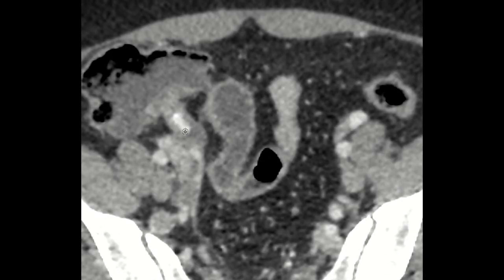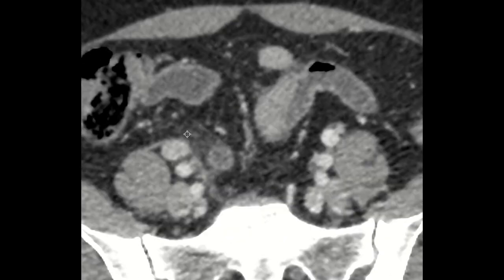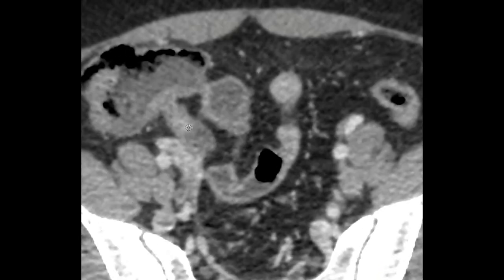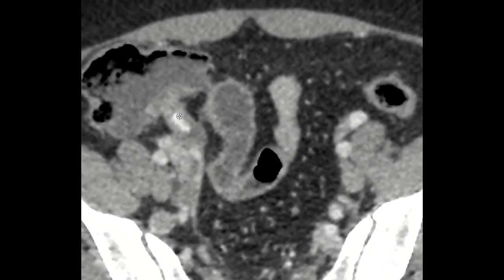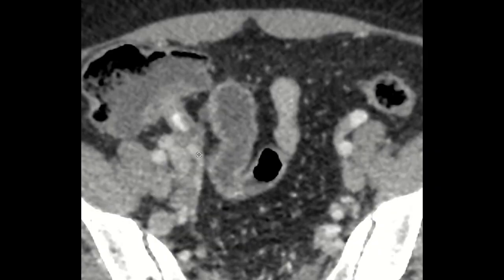So noting the presence of an appendicolith is important, not only in those cases where it's incidentally noted, but also in those cases where it looks like appendicitis, to make sure that the surgeons know to dig out that appendicolith, or maybe do a more proximal appendectomy to make sure that that appendicolith is removed.